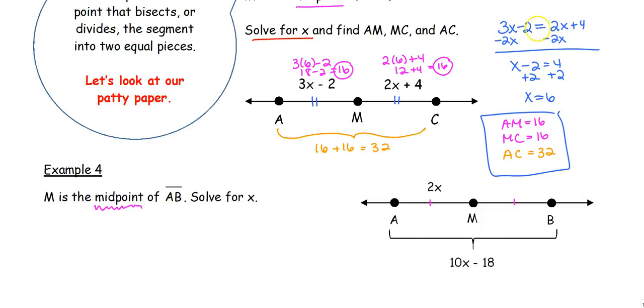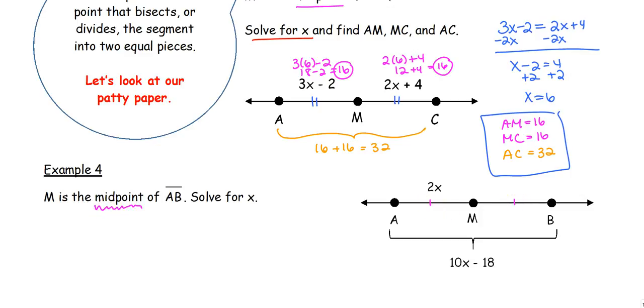But I can only set things equal if their measures are equal. And if I look at this, does my segment AM have the same measurement as AB? No. So I can't just set those two equal. I can only set them equal if they have the same measurement. Now I'm going to use that midpoint fact. I gave it to you for a reason. That tells me that these two pieces are equal.